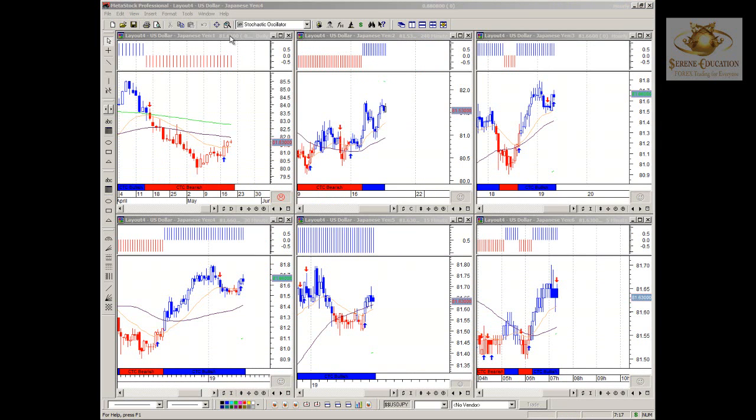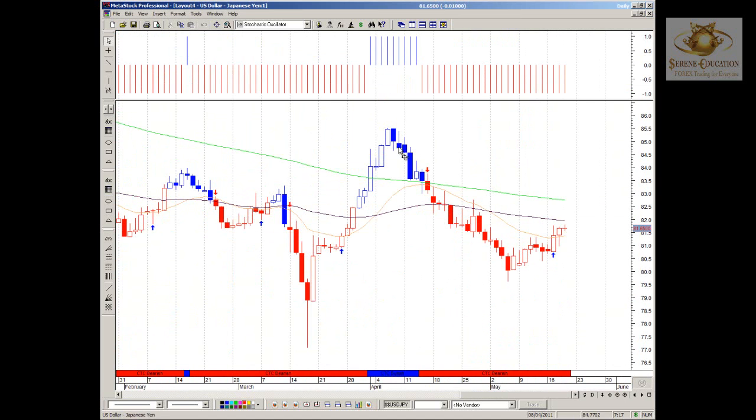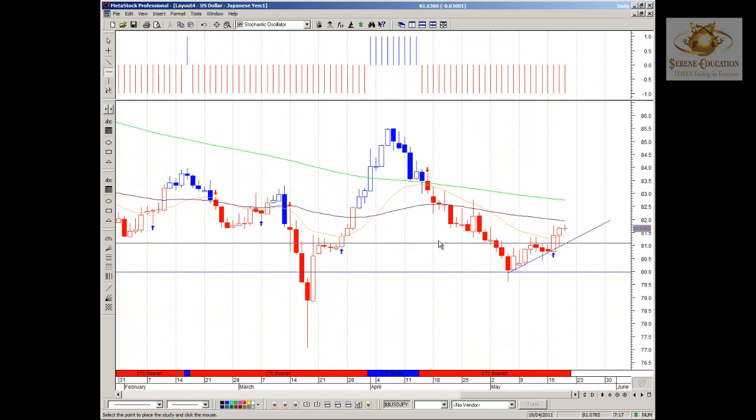Last pair of the day is US dollar against Japanese yen. Let's have a look at the daily time frame. Notice this huge extension to the downside. However, price found support at the 80 mark and was able to bounce up. In doing so, it traded higher, forming swing highs, and then we saw price testing the underside of the 8150 mark.